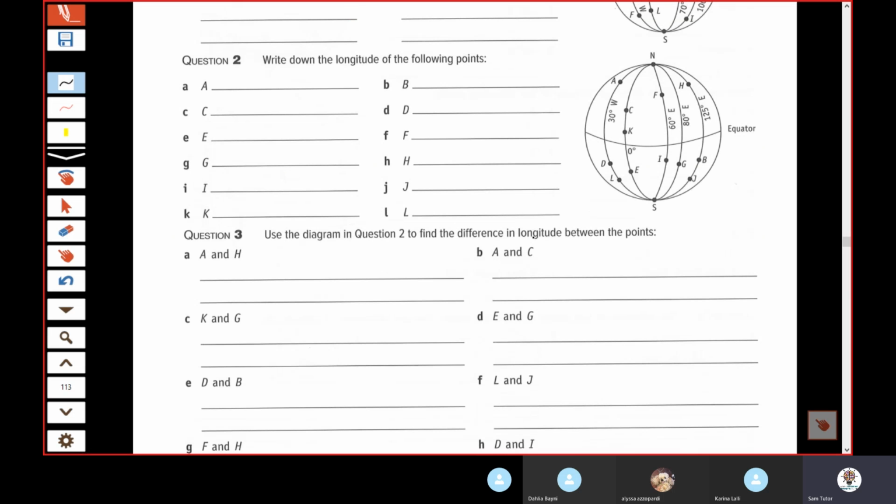Use the diagram in question 2 to find the difference in longitude between the points A and H. Let's see. A is there. H is here. A is 30 degrees west. H is 125. So let me just write it. A is 30 degrees west and H is 125 degrees east. Anyone want to give me an answer for the difference in longitude? Let's call it theta again. Anyone want to take an educated guess at what they think the answer is for theta? The angle between this and this.